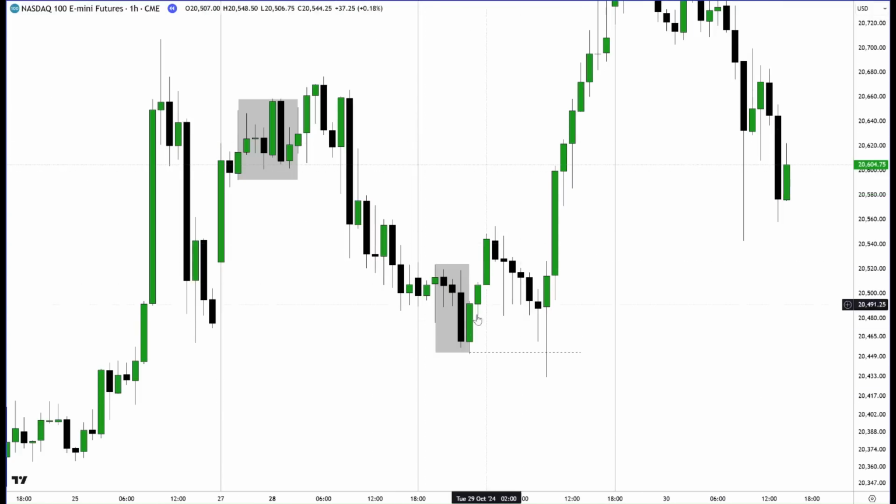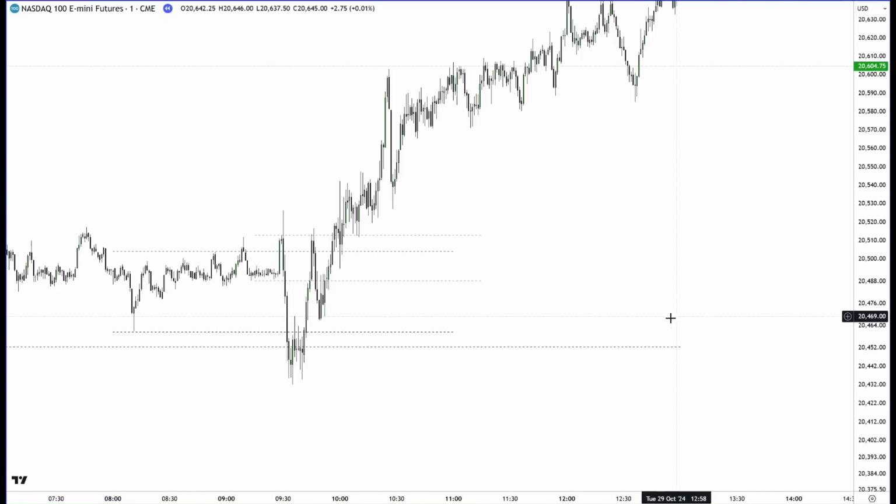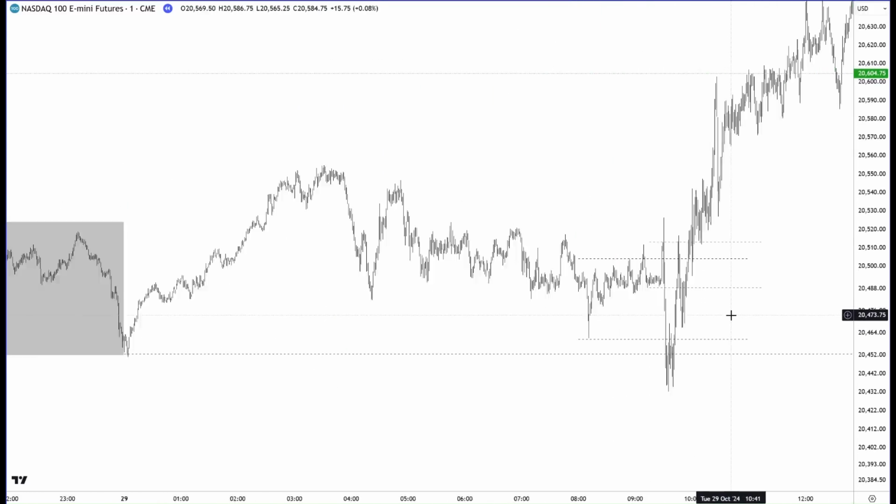What do you notice forming at exactly 9 a.m.? We have what looks like a 9 a.m. CRT model. Must be random. We have the 8 a.m. candle range low, the 8 a.m. candle range high. On the 1 minute time frame, we are going to look for a change in state of delivery.